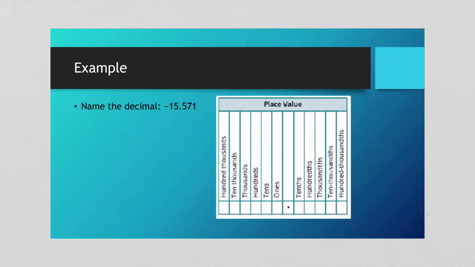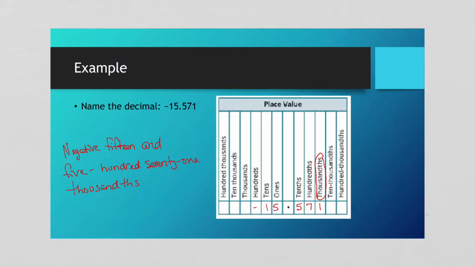All right, so now we're going to name the decimal negative 15.571. We're going to name it properly this time. So negative 15 and then 571 goes to the right of the decimal. So notice where that 1 ends up. That 1 ends up on the thousandths place. So here's how you say this. You say negative 15 and 571 thousandths. You have to say the last place where a number is.